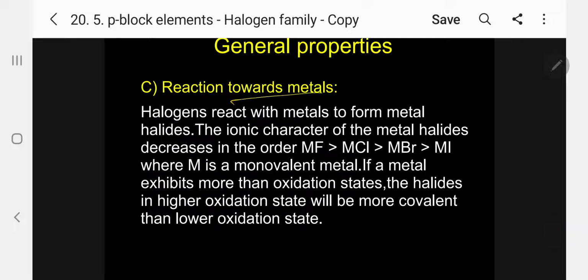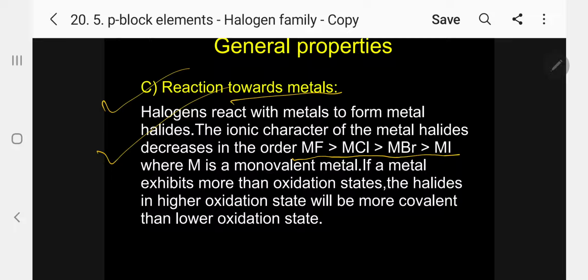The next one: reaction with metals, the action of halogens towards metals. Halogens react with metals to form metal halides. The ionic character of metal halides decreases in the order MF greater than MCl greater than MBr greater than MI, where M is a monovalent metal.